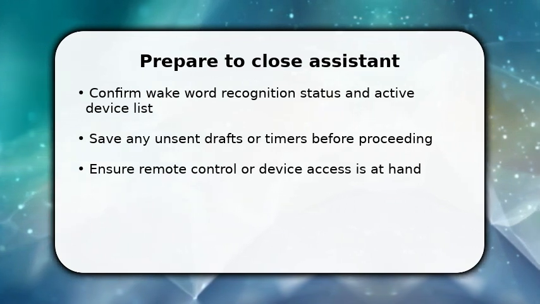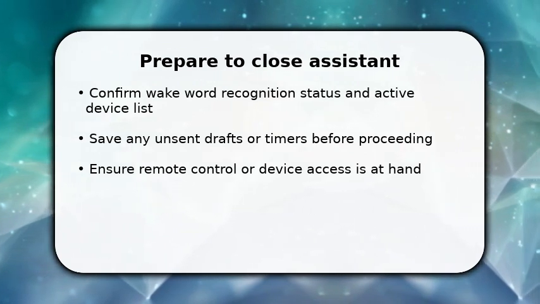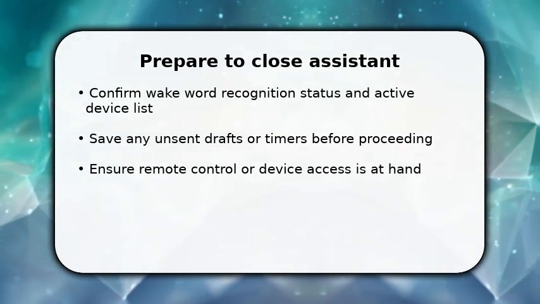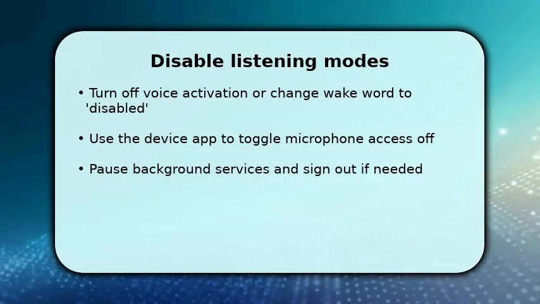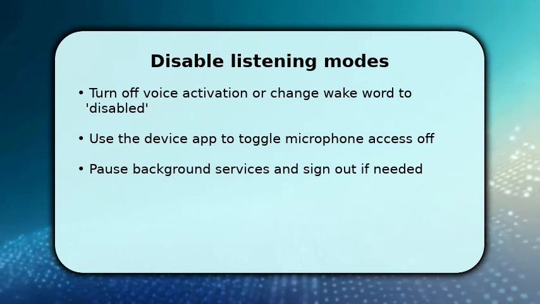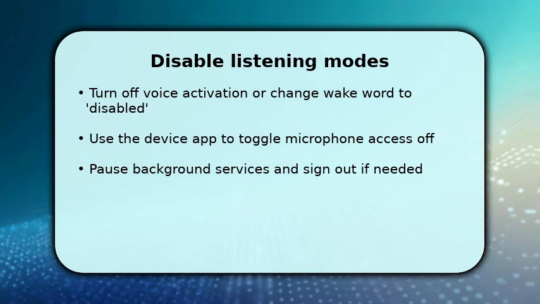The quickest first step is a local toggle or the app's device page. This prevents accidental reactivation and sets you up to take direct control of the shutdown process. Next, disable voice activation from settings. You do this in the device or through the companion app because it stops immediate reawakening.